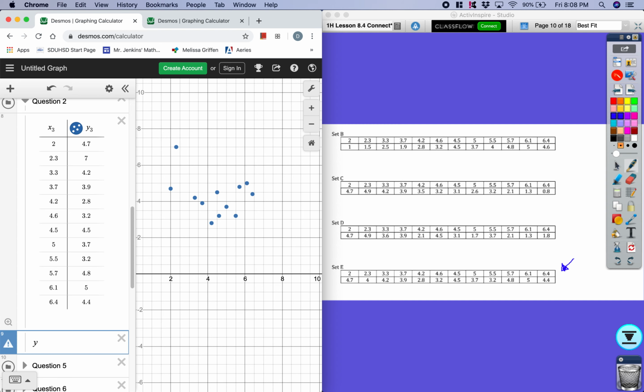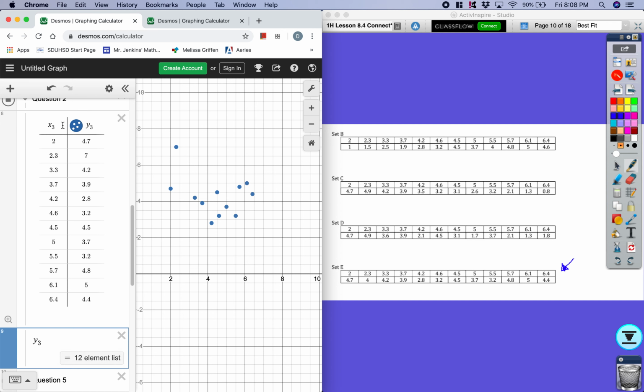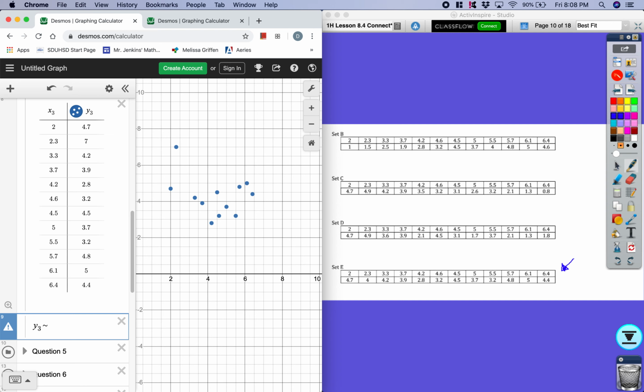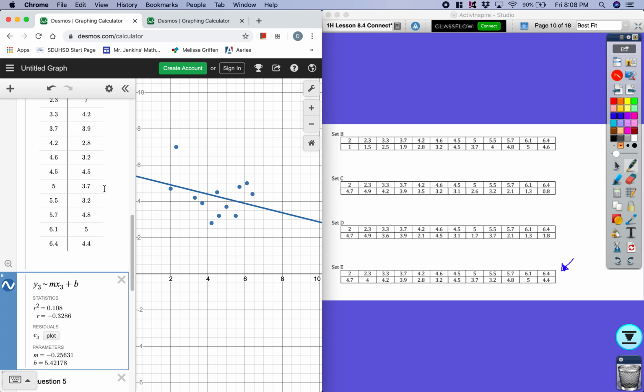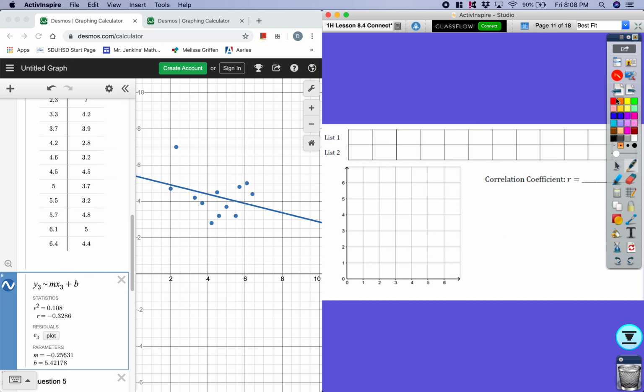So I have Y3 now. Once again, I'm looking at my third set of data. Squiggly line, so shift squiggly line, MX3 plus B. And lo and behold, it is going down. And what we're looking at is for this R squared value. So I will do this one over here.